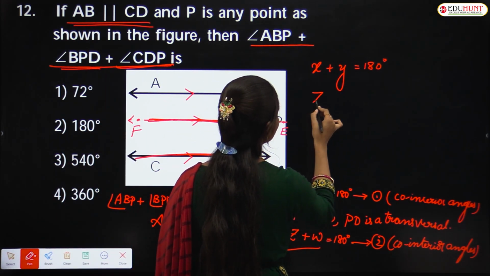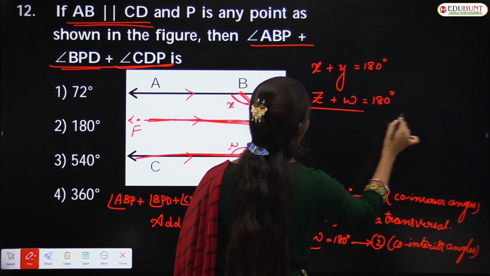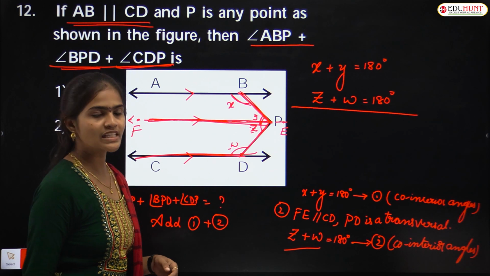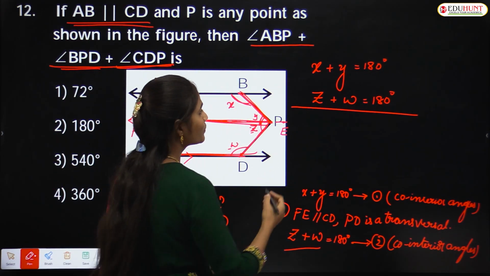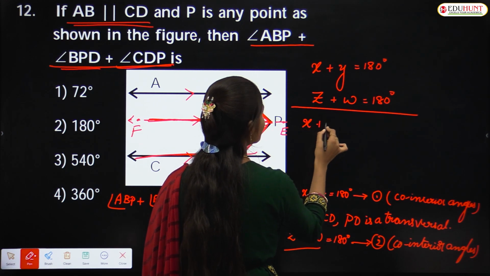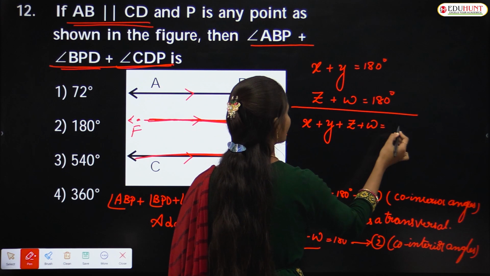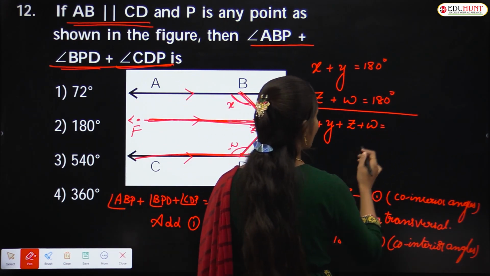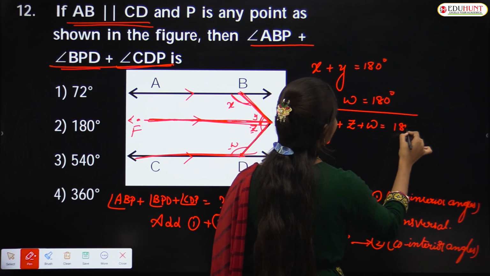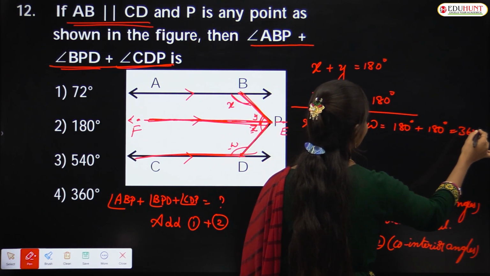So we can take another one, that is z plus w is equal to 180 degrees. So we have to add those two equations, equations 1 and 2. There are no common terms here, so x plus y plus z plus w. What angles are on the left-hand side, we have to add all of them. On the right, 180 plus 180, which is equal to 360.